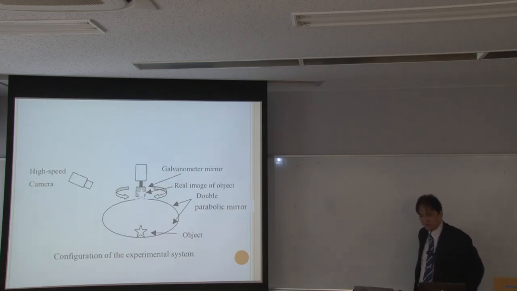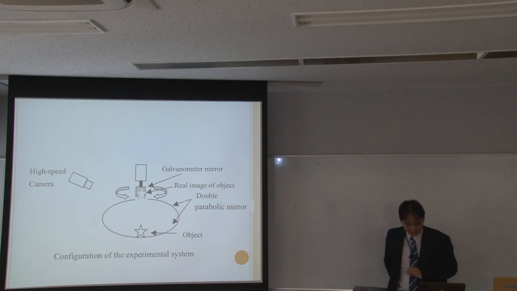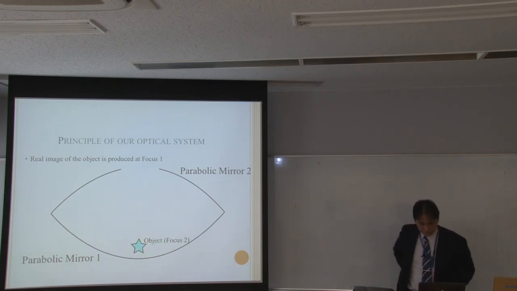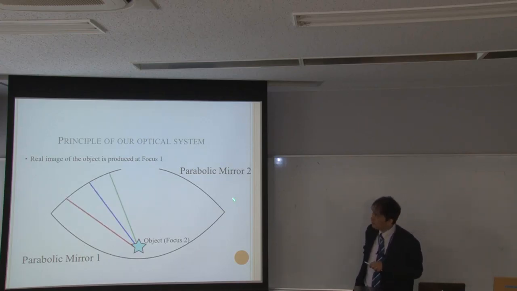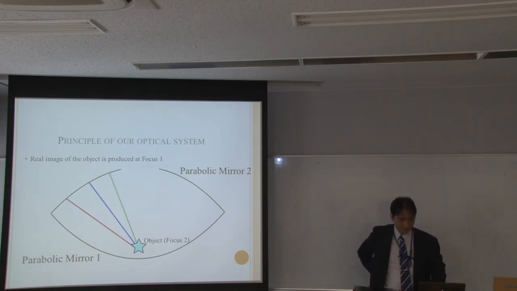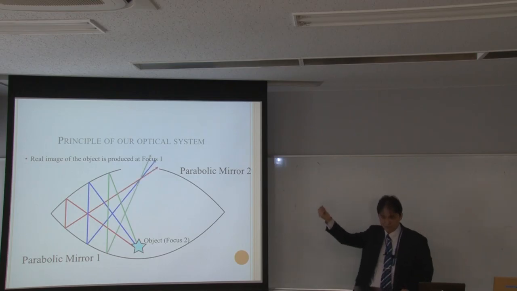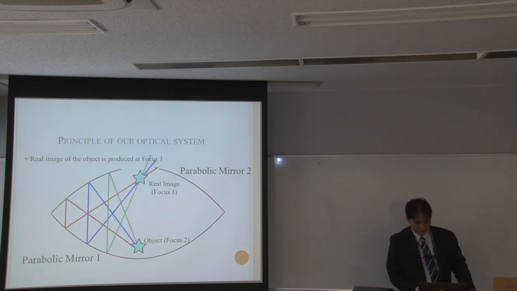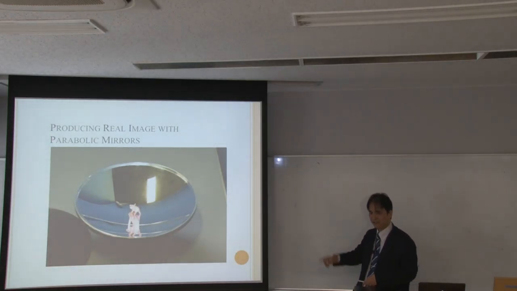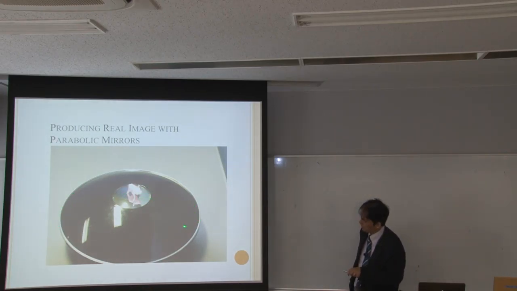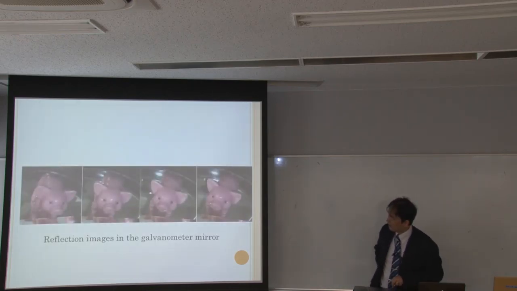So we developed some optical system, this kind of system. For example, we used two parabolic mirrors. The object is here, okay? The light rays emitted from here, and then the upper side parabolic mirror reflects these light rays and forms a parallel beam, and then converges to one point. Okay, and we can get a real image. So if we put a pig here, and this is a parabolic mirror, and we put a parabolic mirror again, and the pig floats here. Okay. Like this.